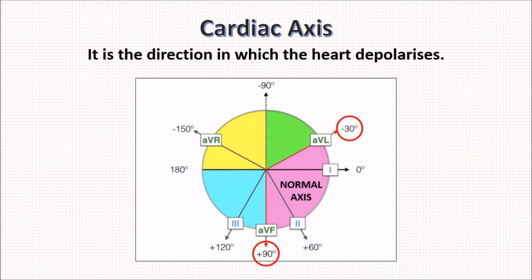So this area is for the normal axis, which is depicted by pink color. Left axis is from minus 30 degrees to minus 90 degrees, which is depicted in green color. And right axis is from plus 90 degrees to plus 180 degrees, which is shown in blue color. There is one more axis beyond these two, known as extreme axis, which is from minus 90 to plus 180 degrees.